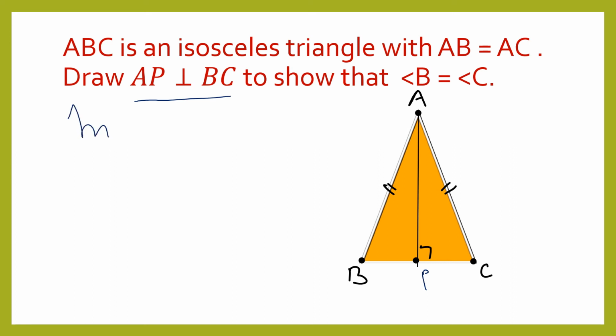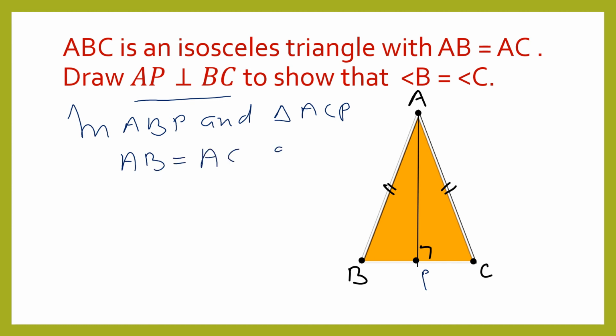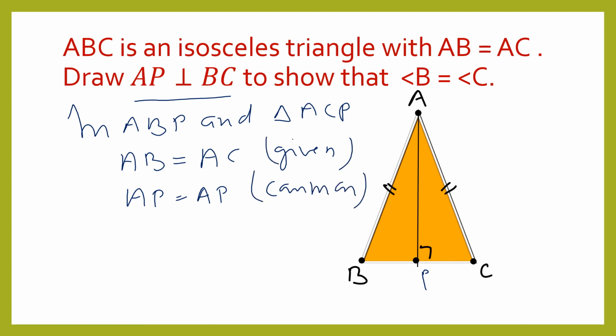Let us now prove the congruency in triangle ABP and triangle ACP. Can you observe the equal sides or equal angles? Yes, the first one is already given, AB equals AC. AP is equal to AP, which is common. And the third one, which is already given, AP is perpendicular to BC, meaning angle APB is equal to angle APC, each 90 degrees.